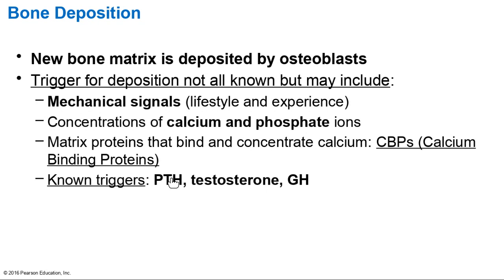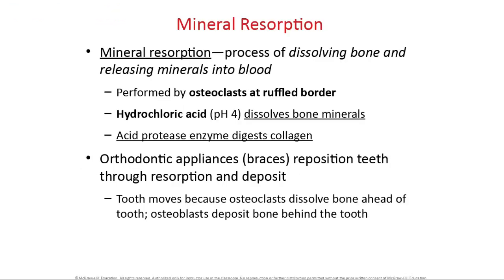And then PTH is the homeostasis hormone. This is the one we're going to talk about here in a minute. And it will have a very important role throughout life on calcium homeostasis, and it will indirectly increase the activity of osteoblasts, indirectly, usually.